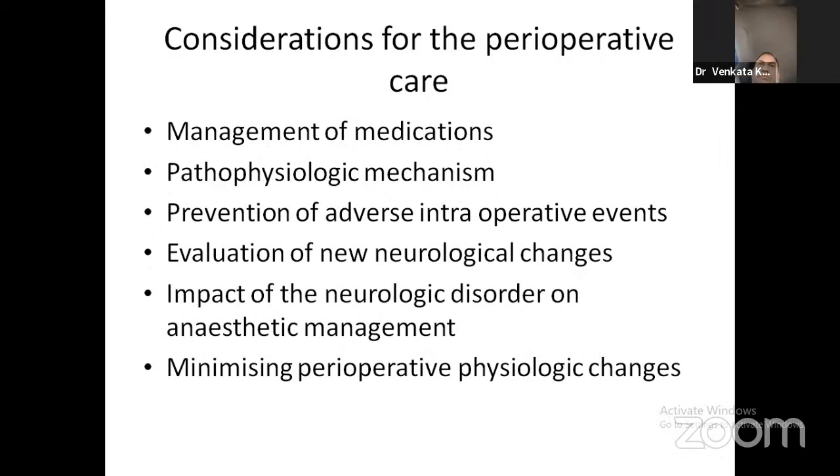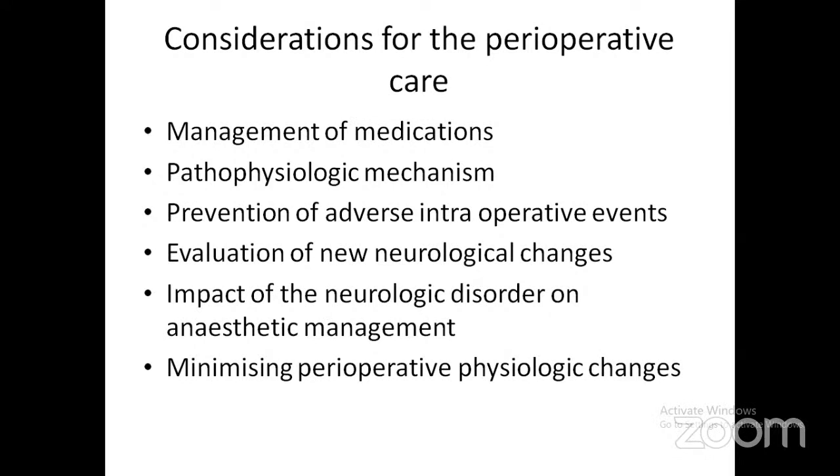Example, in Parkinson's disease, dopamine depletion is the underlying problem, so antidopaminergic drugs such as metoclopramide cannot be used as an antiemetic. Hence, an alternative medication like ondansetron is used as an antiemetic.